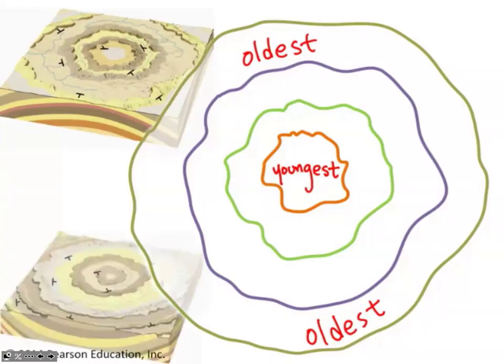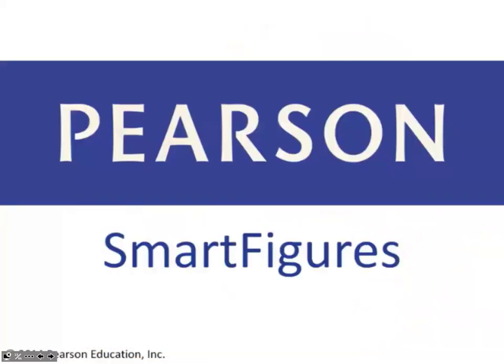Hopefully this time you changed your answer and said that this is a basin, because with basins, the youngest rock layers are in the middle and the oldest ones are towards the edges. Nice work, and thanks for your attention. This has been another Smart Figure.